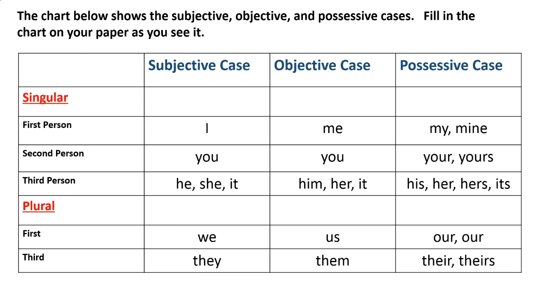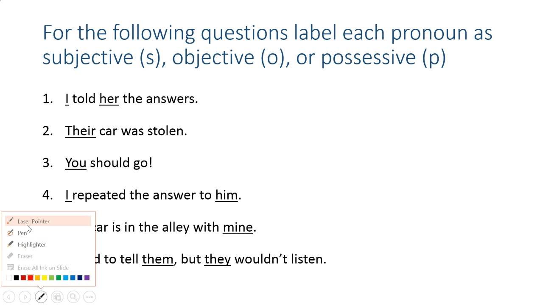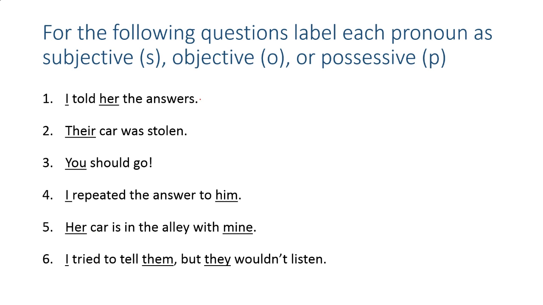Okay. Now, what I want you to do should be a really simple exercise. It shouldn't be too bad at all. I'll do the first few for you. You're just going to tell me if each one is a subjective, objective, or possessive pronoun. You can go back to your chart, or you can do it the way I'm going to show you here. All right, here we go.